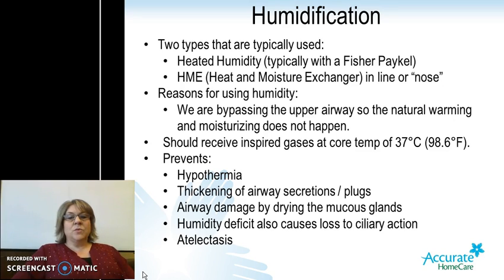The reasons why we use humidity or have to add humidity to somebody with a trach is because we are bypassing the upper airway, so natural warming and moisturizing does not happen. We should receive inspired gases at a core temperature of 37 degrees Celsius or 98.6 degrees Fahrenheit. This prevents hypothermia, thickening of the airway secretion, so ultimately plugs, airway damage by drying the mucus glands. Humidity deficit also causes loss to ciliary action, and atelectasis.